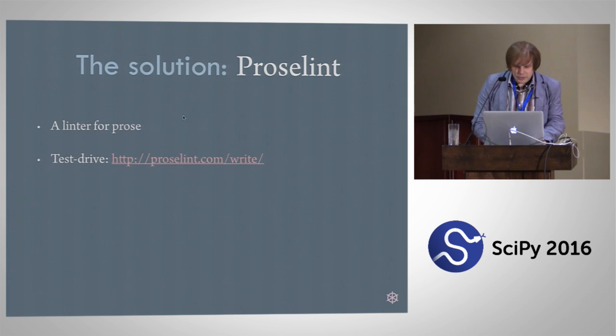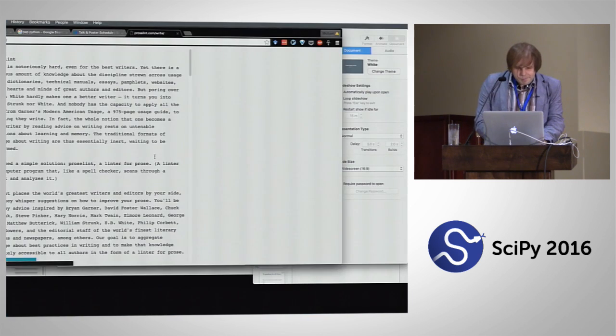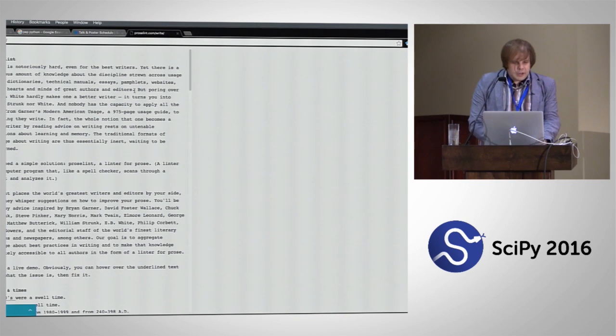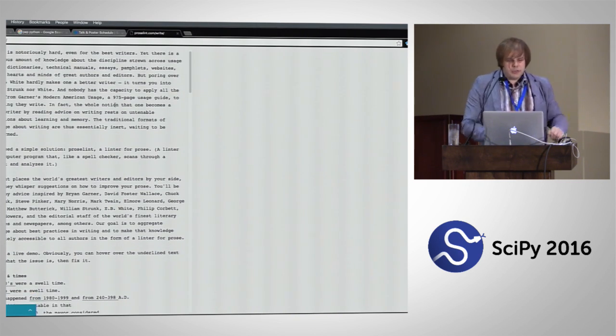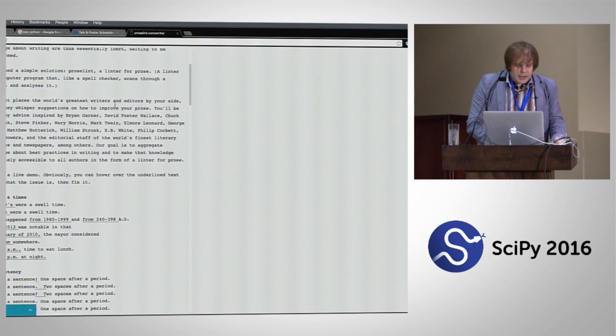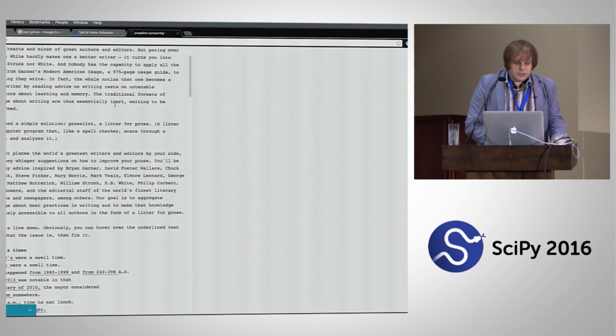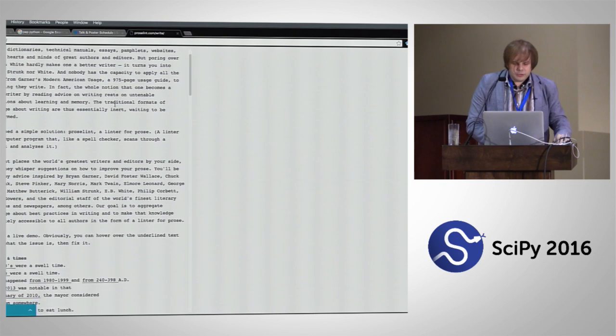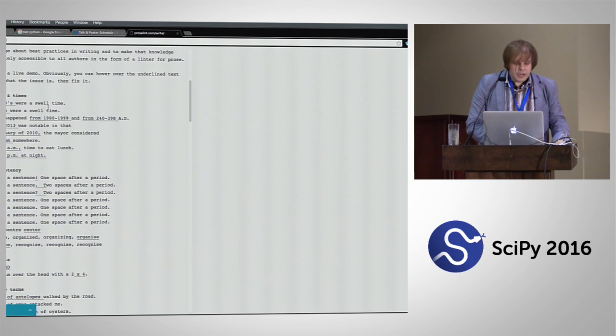Quickly, let's do a little test drive. So this is our website. You can get to it by proselint.com/write. And we have these initial paragraphs that introduce the idea, but then as you go down, first of all, note, this is fully editable.